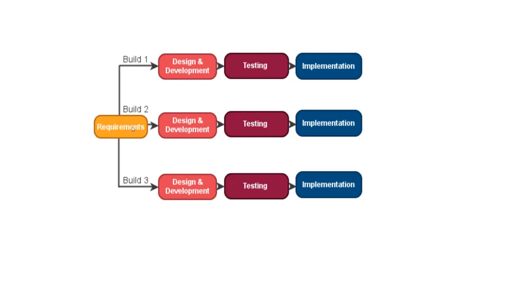For example, here we see that the requirement is there. In the first build, one piece will be picked, and then we will design it, development will be done, testing will be done, and then it will be implemented. Basically, now one part of the requirement is already available to the real users or in production.